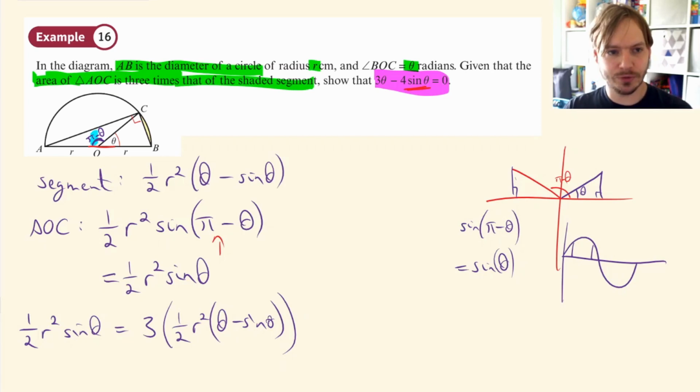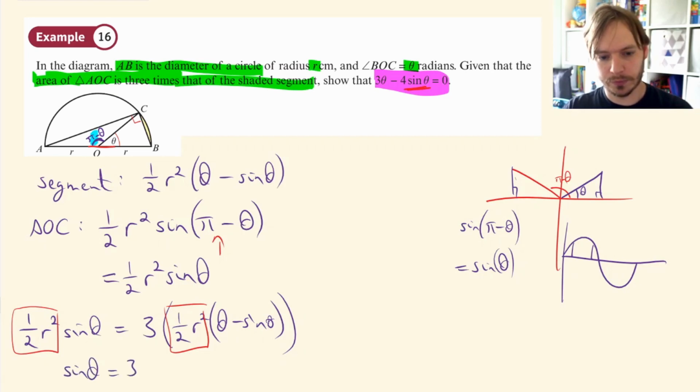What I can now do is I can divide both the left and right hand sides by half r squared. R is clearly not 0. I can divide through by r squared. So that leaves us with sine theta equals 3 lots of (theta minus sine theta). And hopefully it's quite clear what we do now. We just expand these brackets and add sine theta to each side.